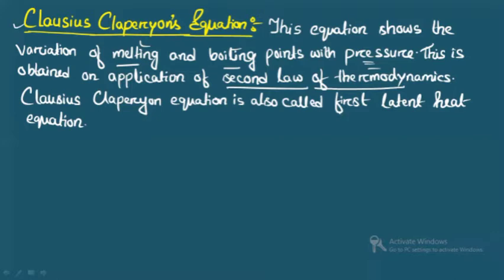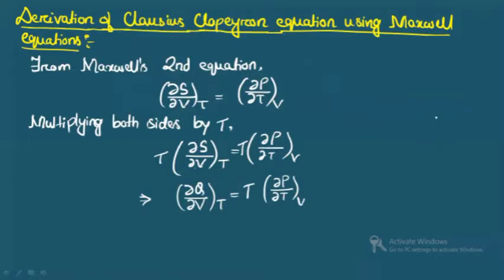And remember that the Clausius Clapeyron equation is said to be the first latent heat equation. Using this equation, you can find the effect of pressure on the melting point and boiling point of a substance. During phase change, we can study the effect of pressure on melting and boiling point. All right, now we will see the formula.